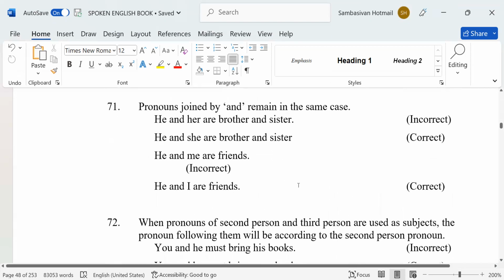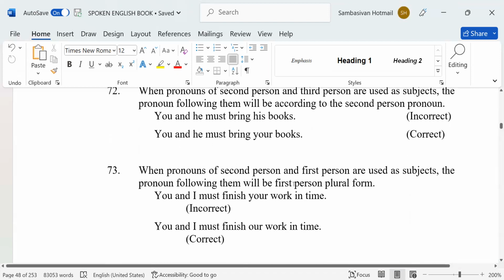71. Pronouns joined by and remain in the same case. He and her are brother and sister. Incorrect. He and she are brother and sister. Correct. He and me are friends. Incorrect. He and I are friends.